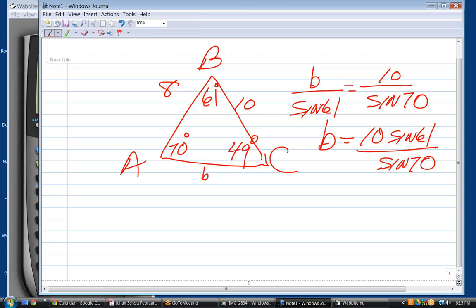Because you can flip the relationship around, you don't always need the trig function on top and the side length on the bottom. You can do it this way, as long as you're consistent. Then the way I like to solve these problems is by figuring out what you're looking to solve. In this case, we were looking to solve for B. I immediately started with B in the numerator on the left. You'll understand after we do another one or two.